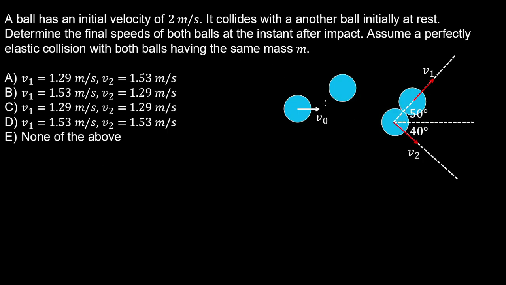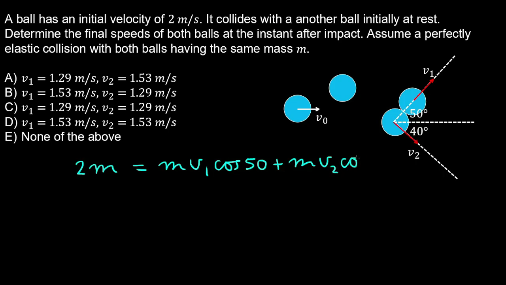So applying a conservation of momentum in the horizontal direction, we have the initial momentum being the mass by the velocity is equal to the final momentum in the horizontal direction. So we have mv1 cosine 50 degrees plus mv2 by cosine 40 degrees.